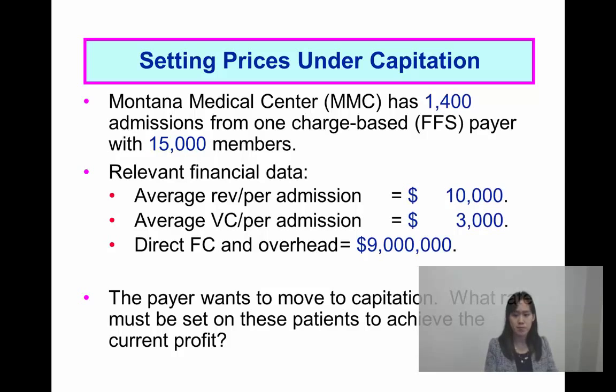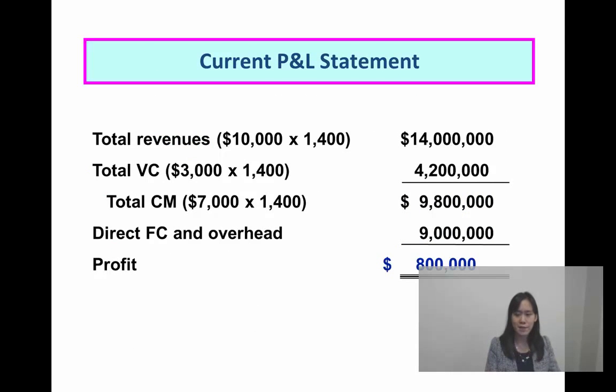lump sum value. Now suppose that the payer wants to move from fee-for-service to capitation. And the question is, what rate must be set so that we achieve the current profits under capitation? Well, the first thing we need to figure out is, what are current profits? So this is the profit and loss statement under the fee-for-service regime.